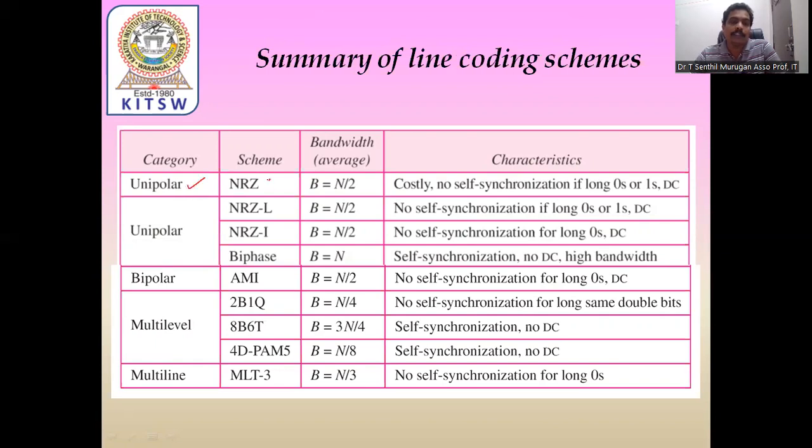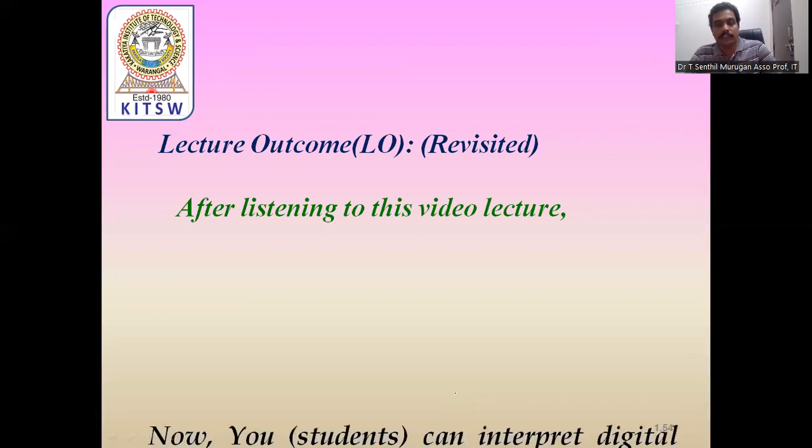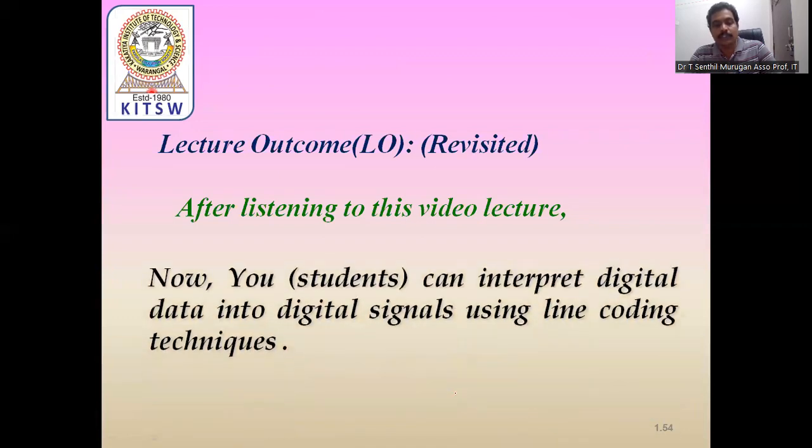Unipolar. In unipolar, we discussed NRZ. In unipolar NRZ level, NRZ inversion technique, and biphase we discussed. And bipolar, we used alternate mark inversion. And multi-level, we discussed 2B1Q, 8B6T, and 4D-PAM5. So finally, in multi-line, we used MLT-3 techniques. Okay. So now we have discussed line coding techniques, which are used to convert digital data into digital signals. So now you know how to convert digital data into a digital signal using line coding techniques.